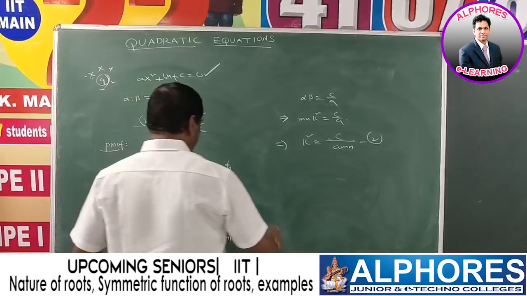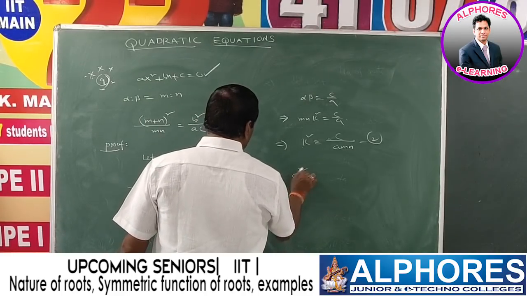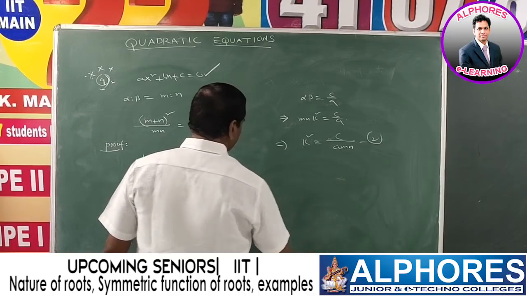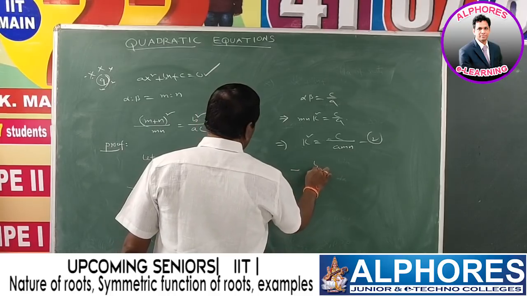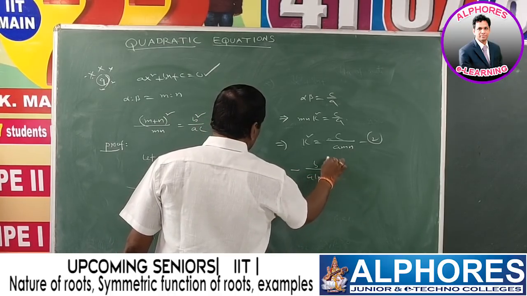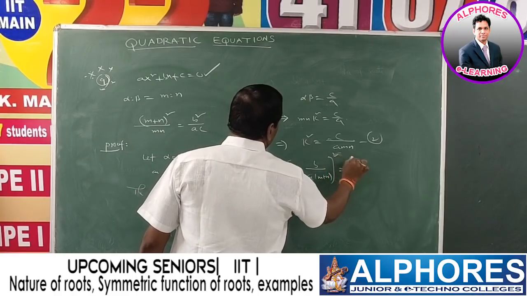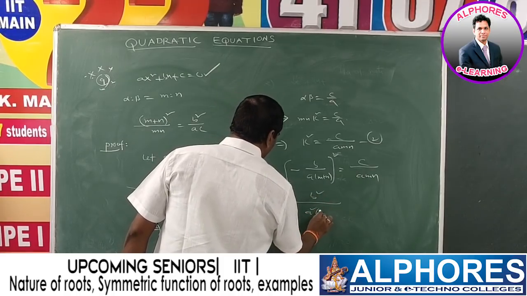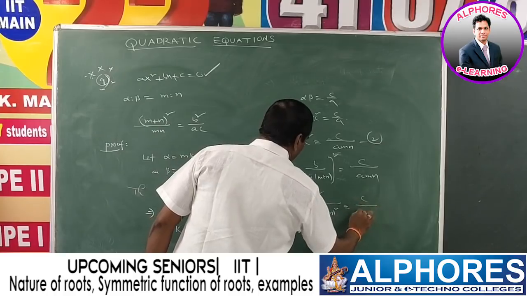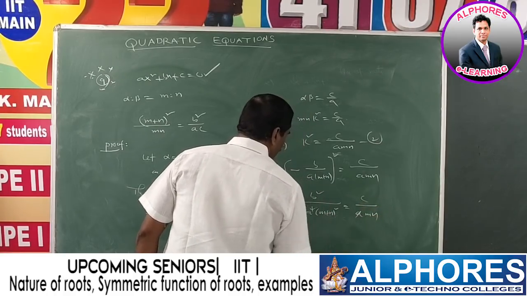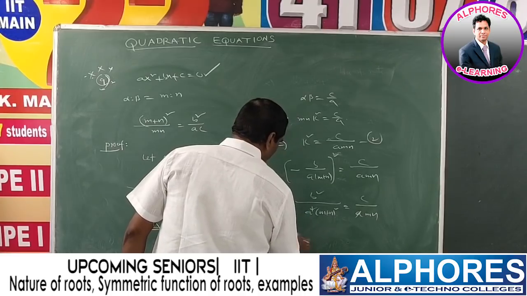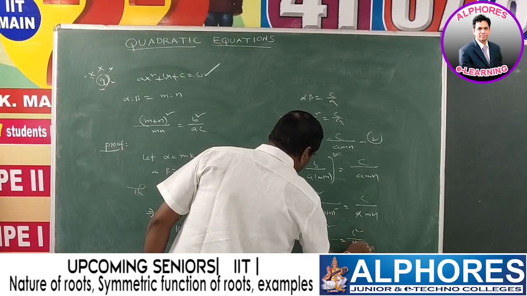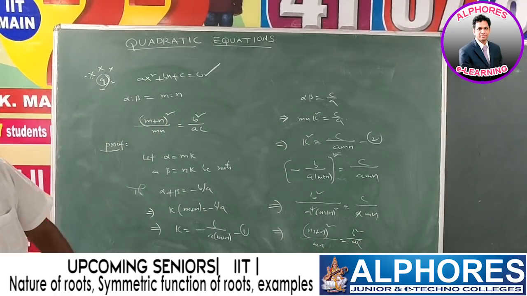After eliminating k from 1 and 2, we get minus b by a into m plus n whole square is equal to c by a into mn. That means b square by a square into m plus n whole square is equal to c by a into mn. A square, a cancel. That implies m plus n whole square by mn is equal to b square by ac. This is the required answer.